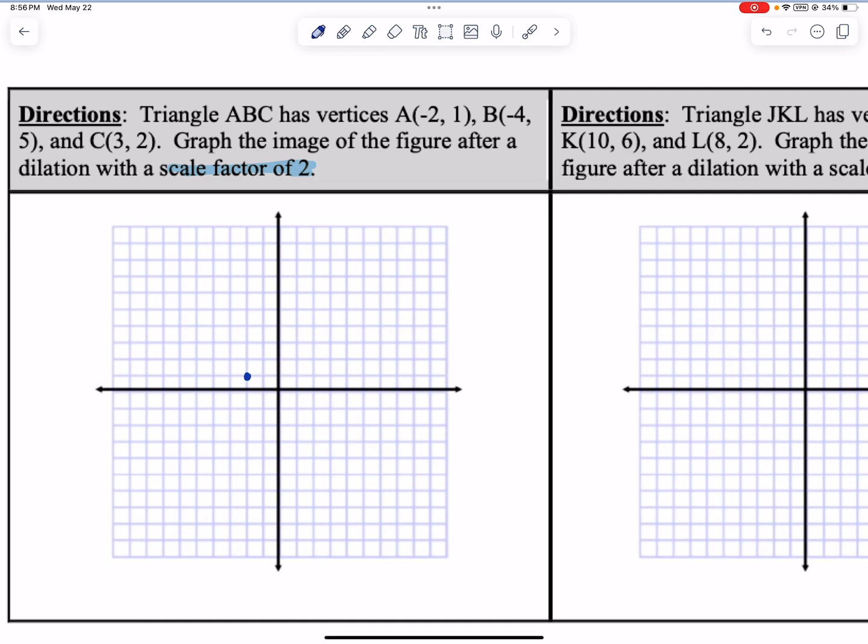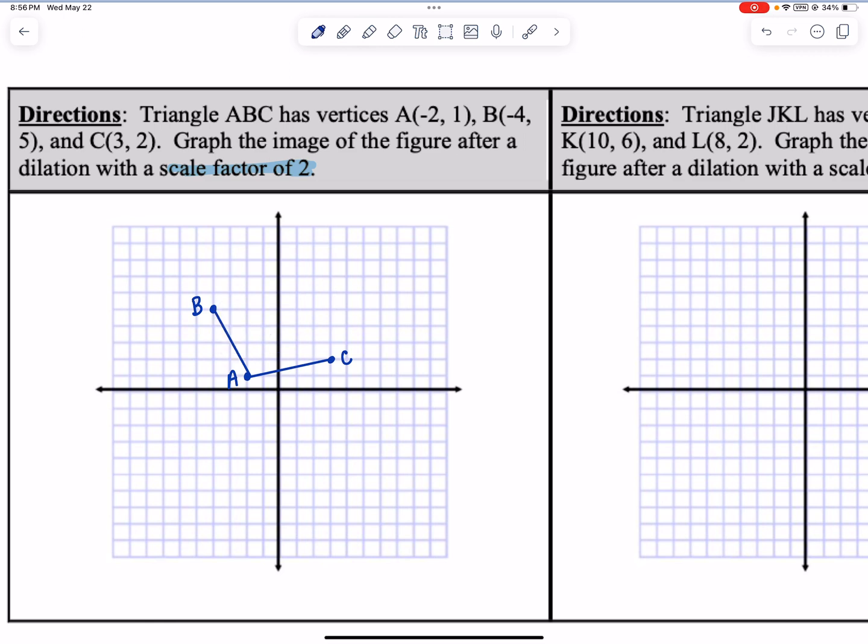Okay, and so here's point A. Then we have -4, 5: 1, 2, 3, 4, up 5, 1, 2, 3, 4, 5. There's point B. And then we have C is 3, 2. And I'm going to go ahead and connect these points to create the triangle.